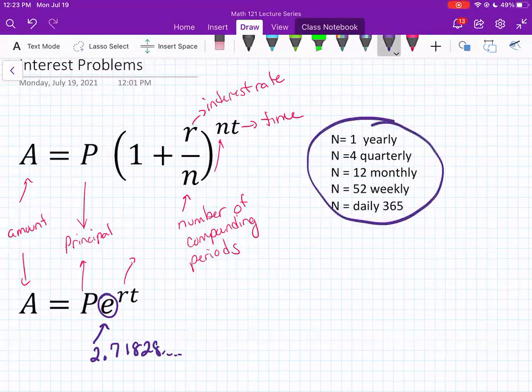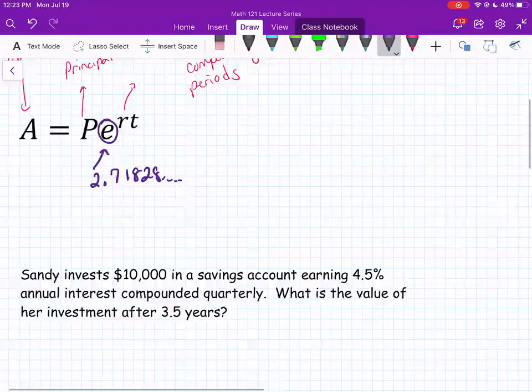You're also going to notice that N varies from problem to problem. It stands for the number of compounding periods in a year. If the value is calculated yearly, N is 1. If it's calculated quarterly, N is 4, monthly 12, weekly 52, and daily 365. So let's look at a couple of examples where we might apply these problems.